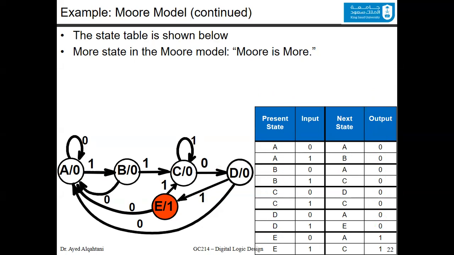Now for the next states, you just fill up this column. For the next state, you just follow the arcs. For example, if you are in state E and the input is 0, you go back to A. If you are in state E and the input is 1, then you go to state C.